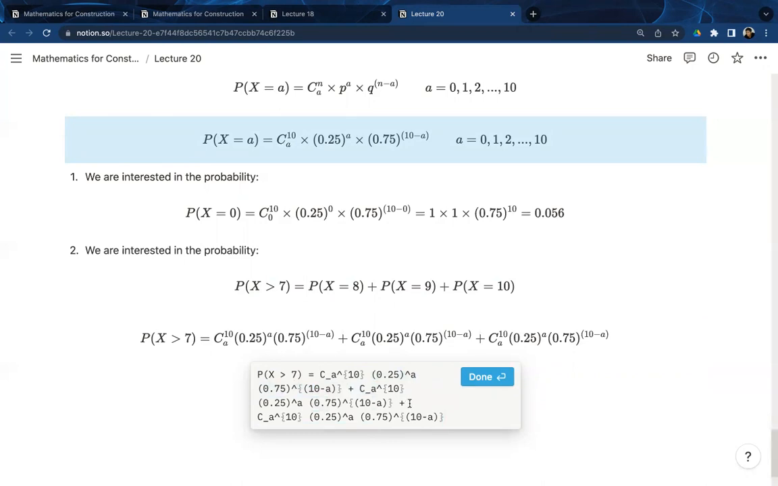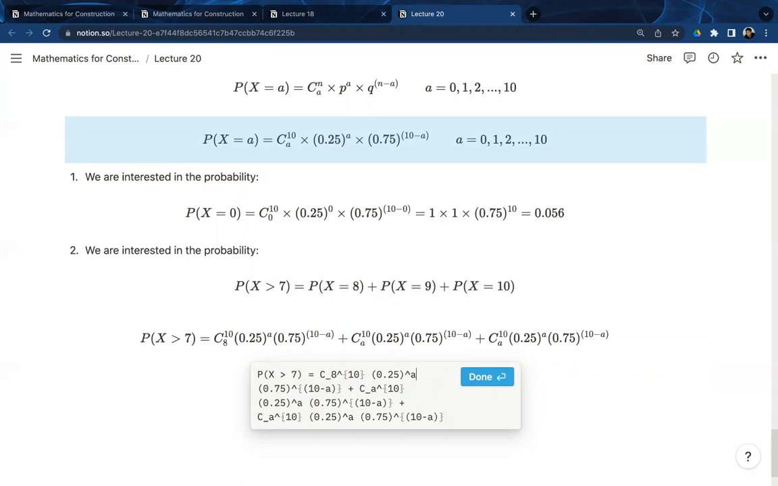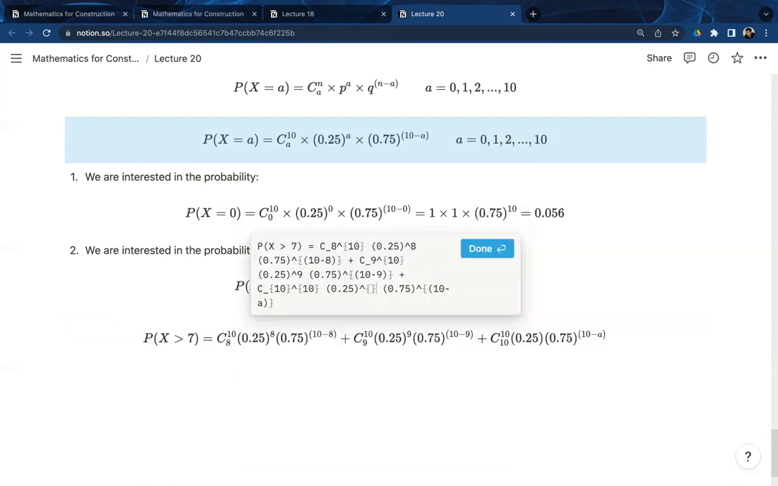Right. So this one we have 8, 8, 8, 9, 9, 9, 10, right?